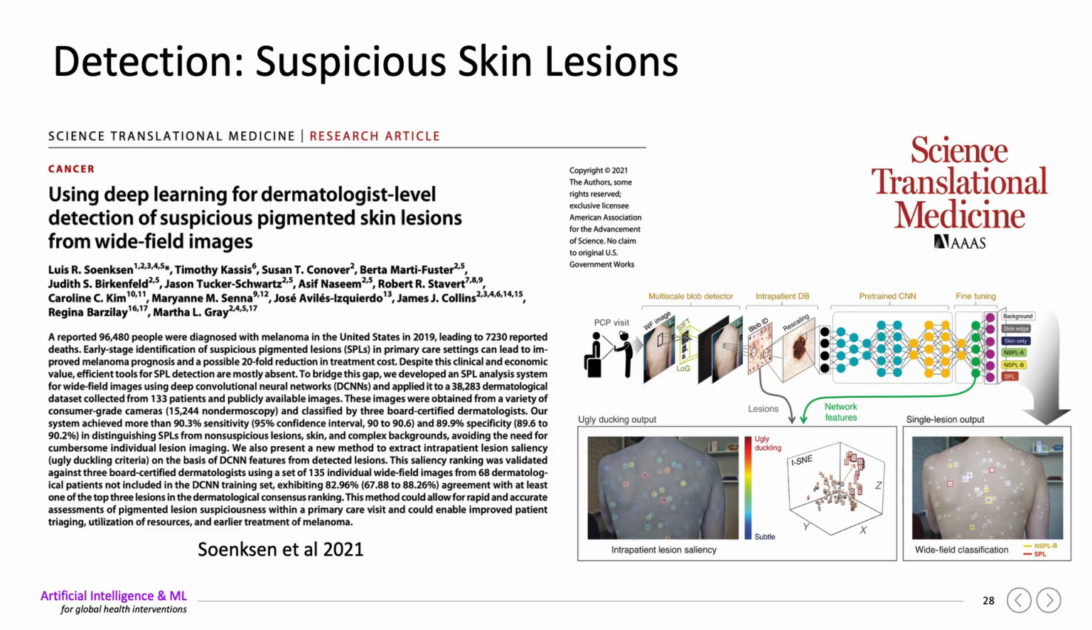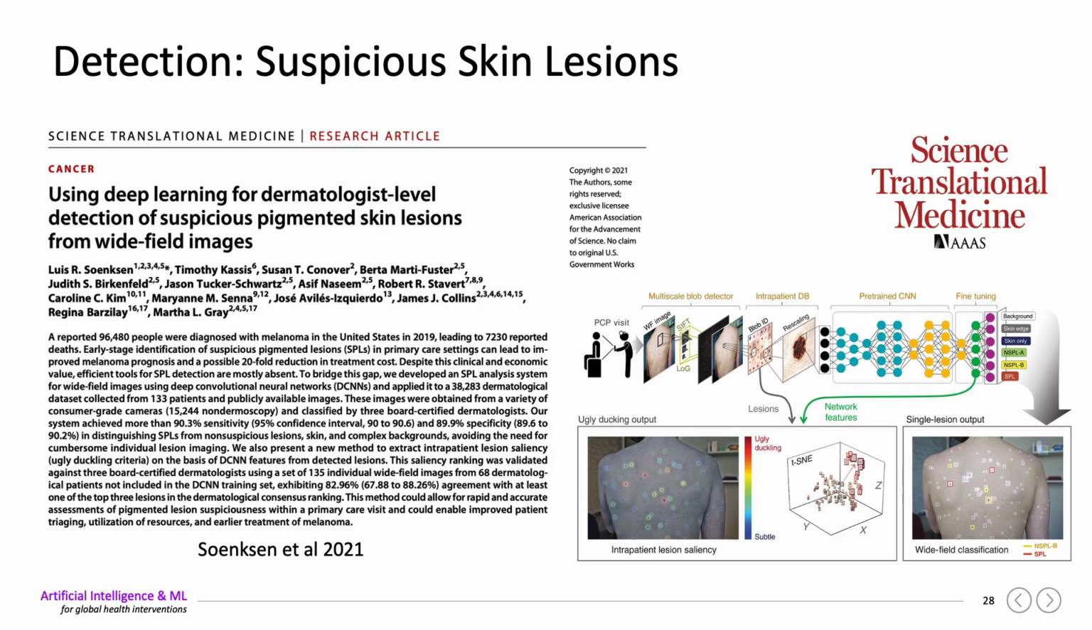On the right, the pipeline is shown. A primary care visit produces a wide-field image. A multiscale blob detector finds candidate lesions. An intrapatient database is built. A pre-trained CNN extracts features, and fine-tuning classifies each region.